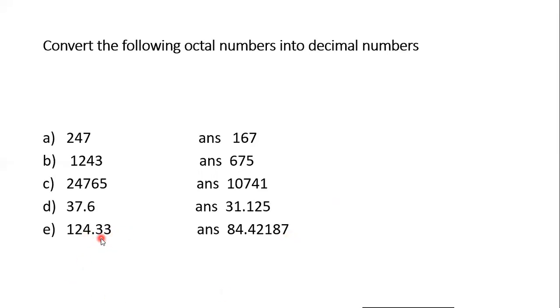So here 0.33 means this is 3 divided by 8 plus 3 divided by 8 power 2, that is 3 divided by 64.